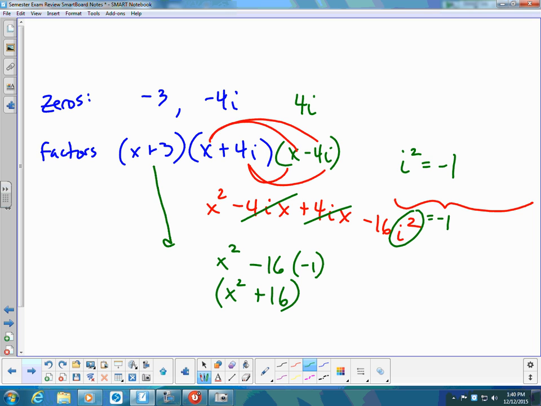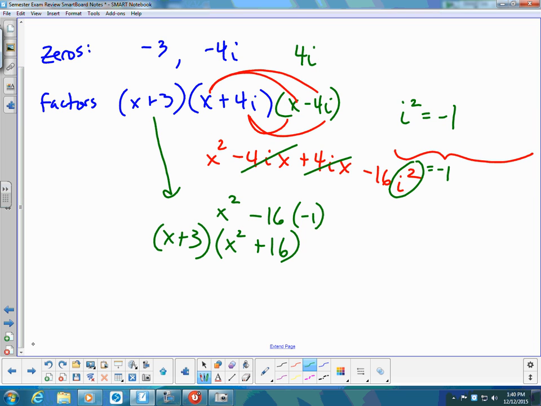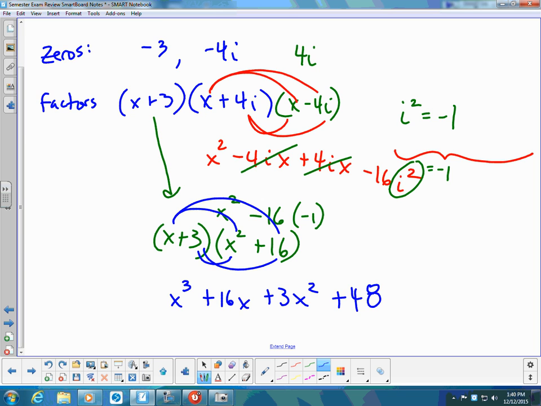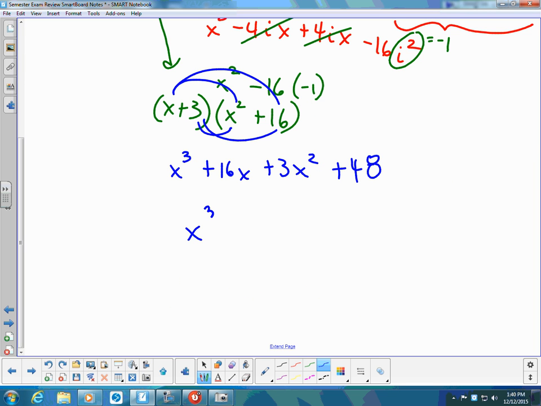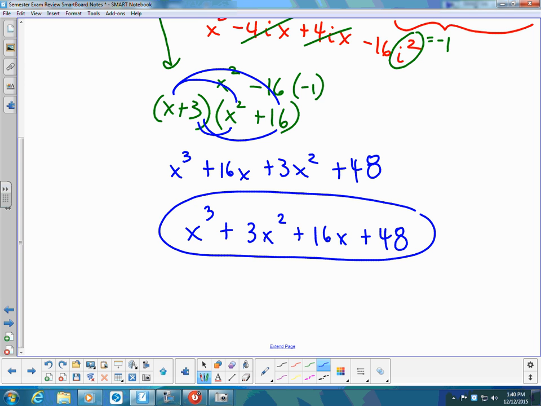But I still have to multiply that by the x plus 3. So I'm going to do FOIL again here. So my first terms are going to be x cubed. Outer terms would be a 16x, inner terms would be a 3x squared, and last terms would be a positive 48. So I would write this in standard form. I'd put the terms all in decreasing order by power, and my answer would look like this. x cubed plus 3x squared plus 16x plus 48. Okay, so that was number 47.